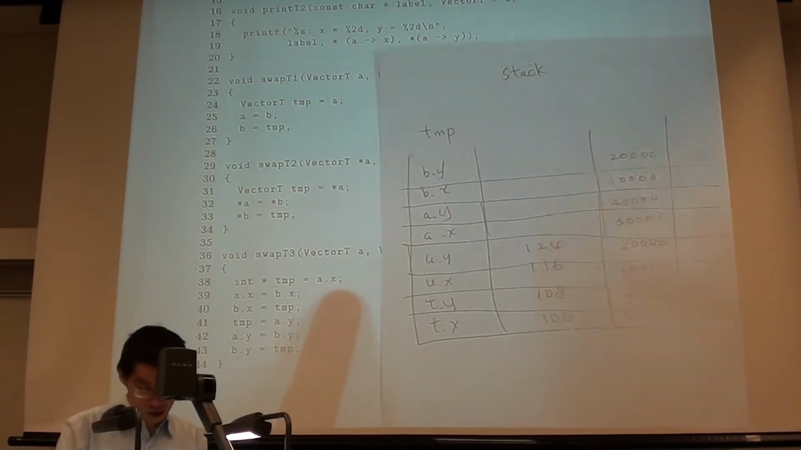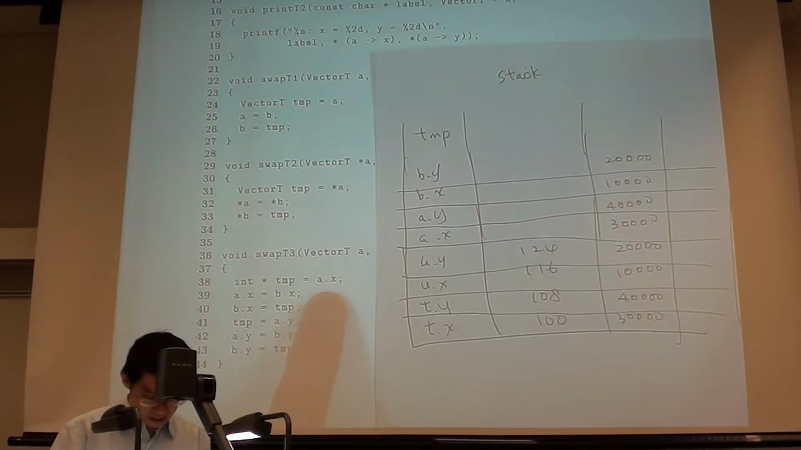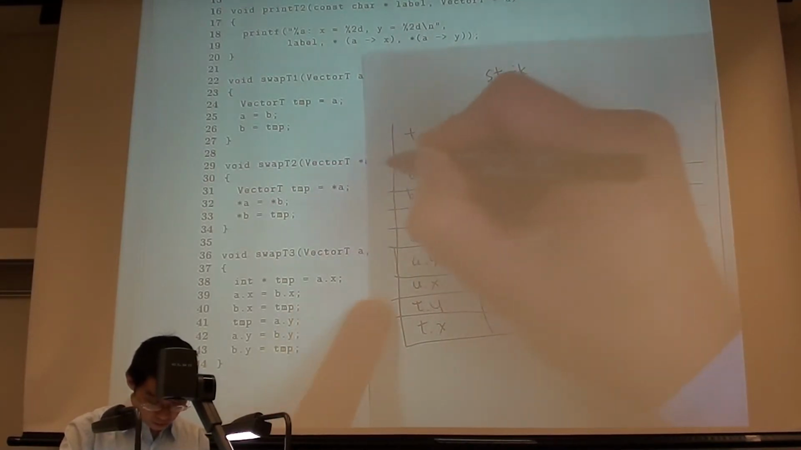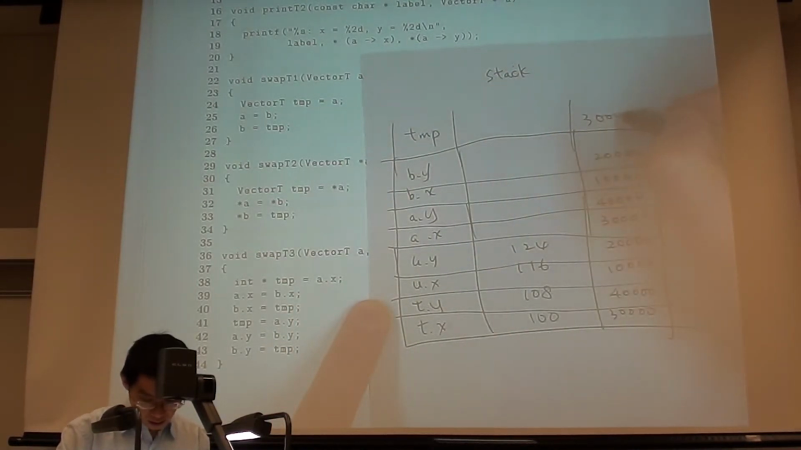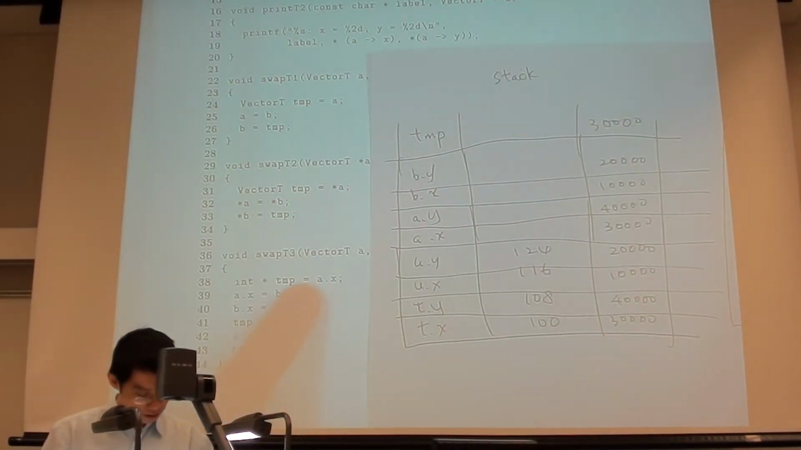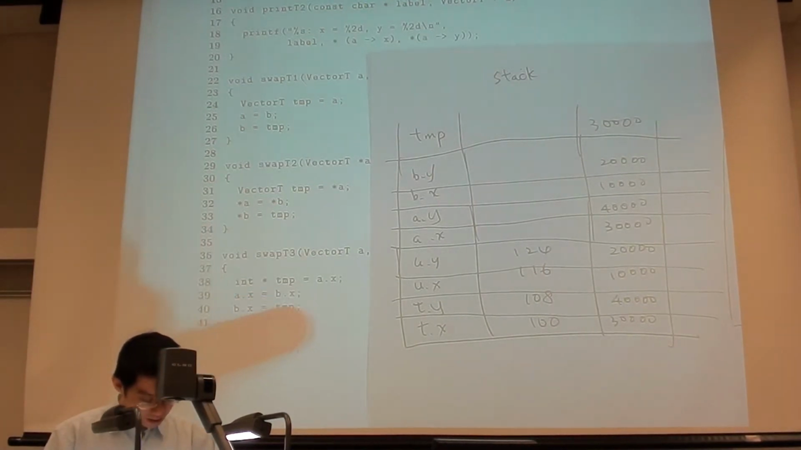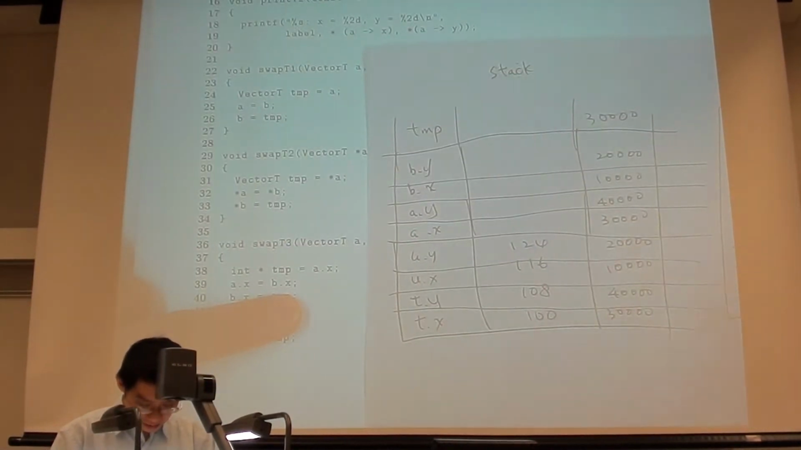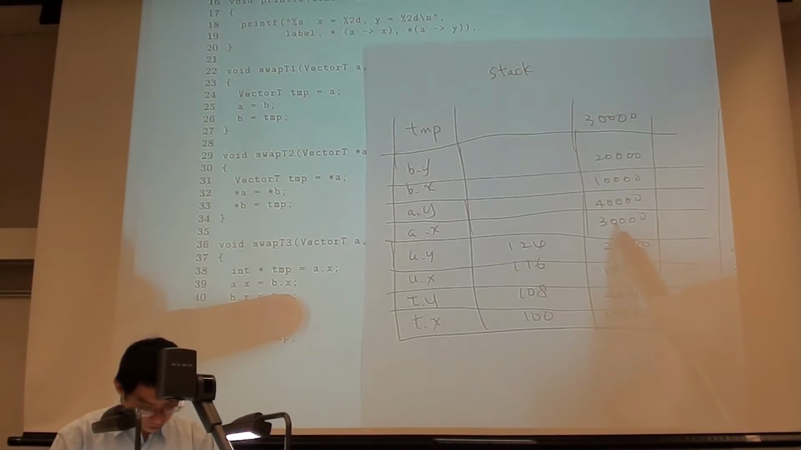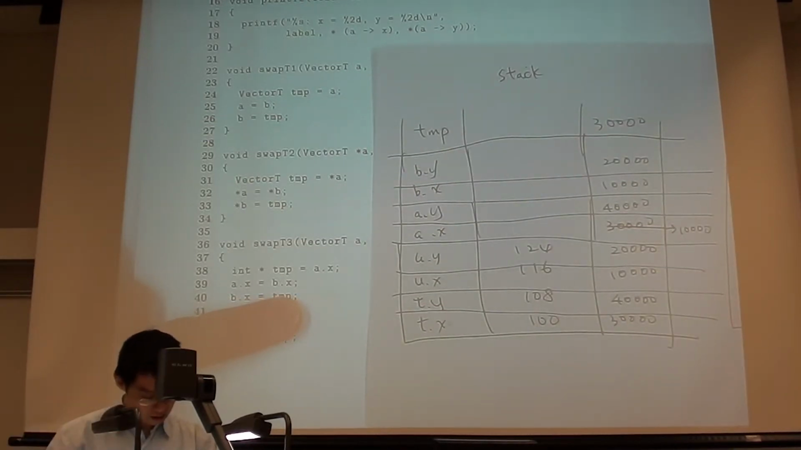Temp is a pointer, and I will take A dot X. A dot X is 30,000, so temp will become 30,000. That's what line 38 does. Then I say A.X equal to B.X. A.X is 30,000, so I assign B.X. Therefore, this becomes 10,000. That's line 39.